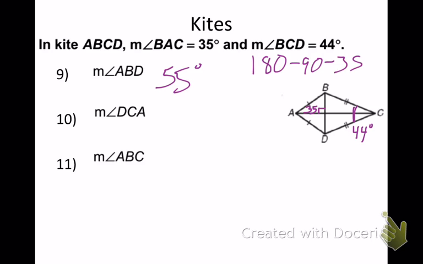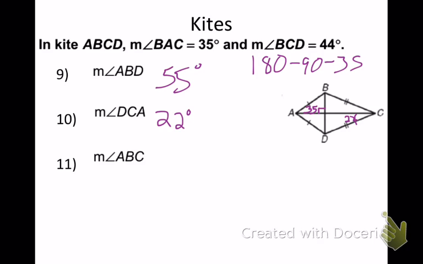Number 10, angle DCA. Who thinks they got angle DCA? Spencer, what are you thinking? It is 22 degrees. How'd you find that? Just half of 44. So DCA is 22 degrees.